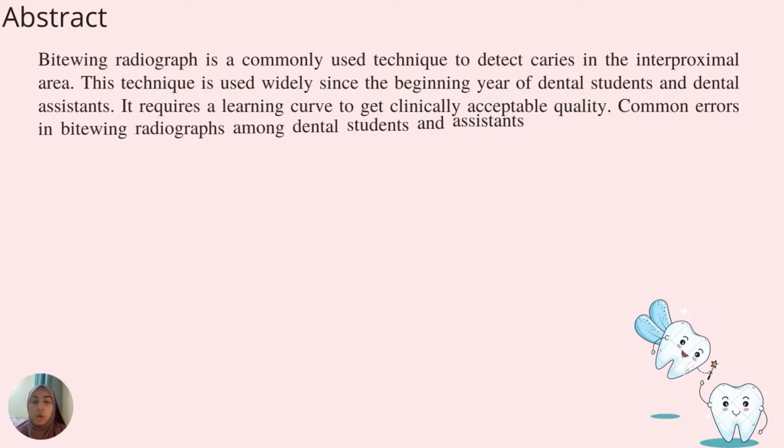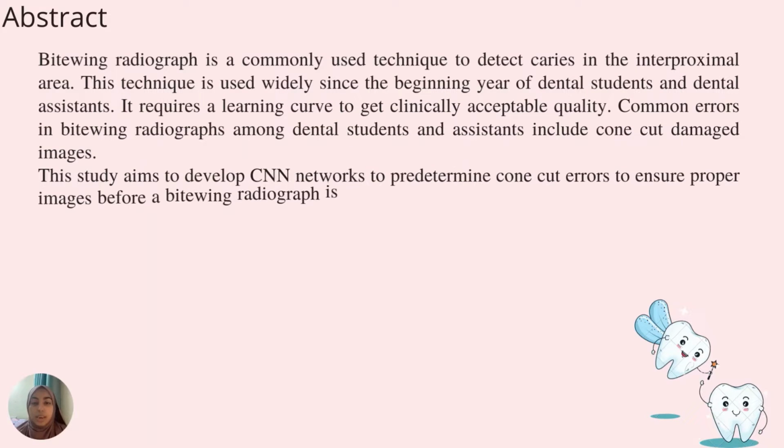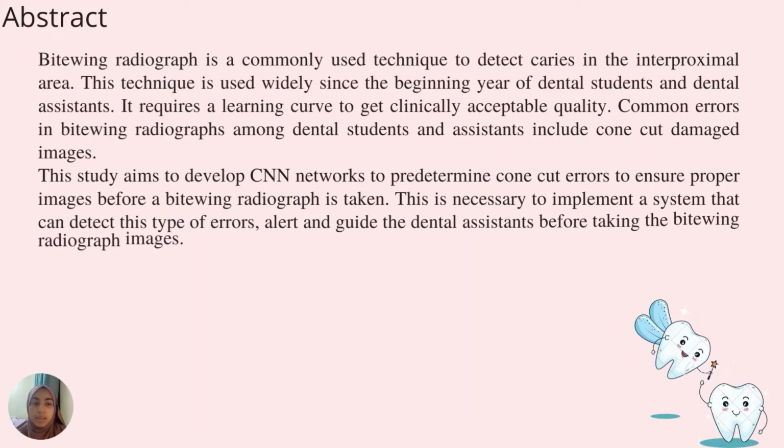Bitewing radiography is a commonly used technique to detect caries in the interproximal area. The technique is widely used since the beginning years of dental students and dental assistants. It requires a learning curve to get clinically acceptable quality. Common errors in Bitewing radiographs among dental students and assistants include the cone cut damaged image.